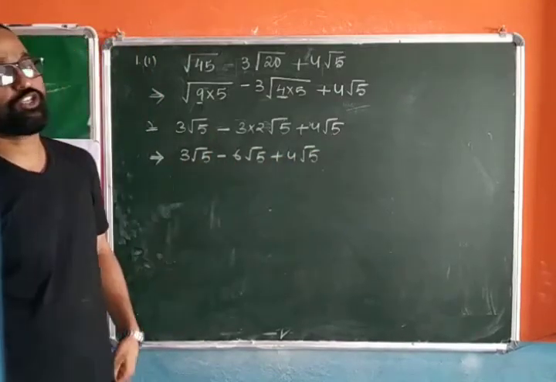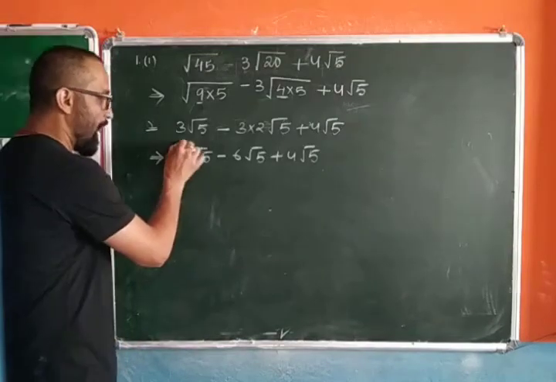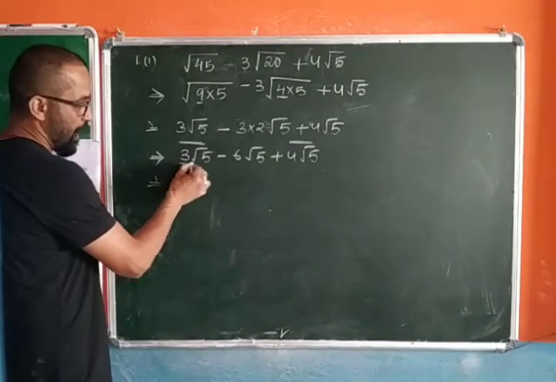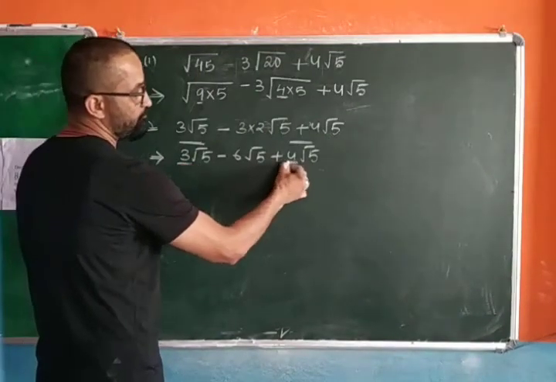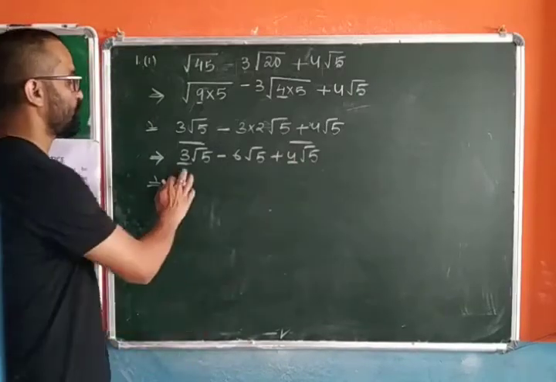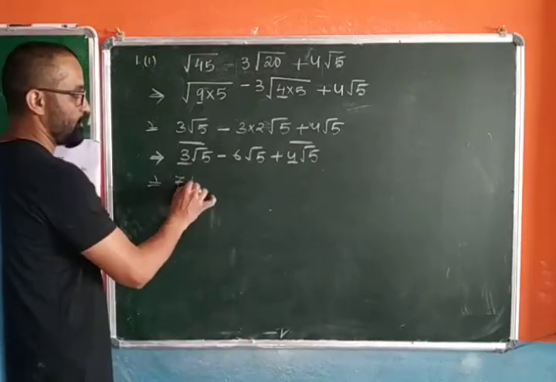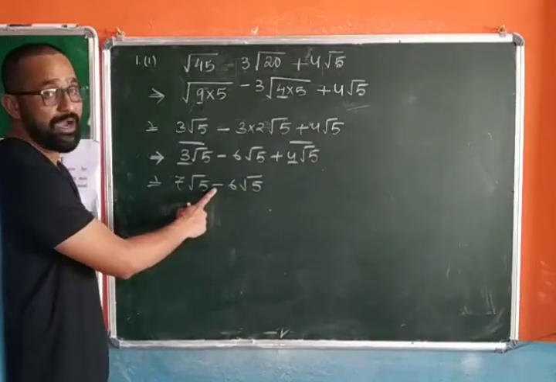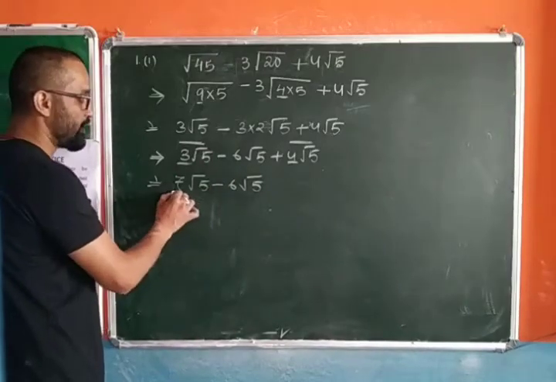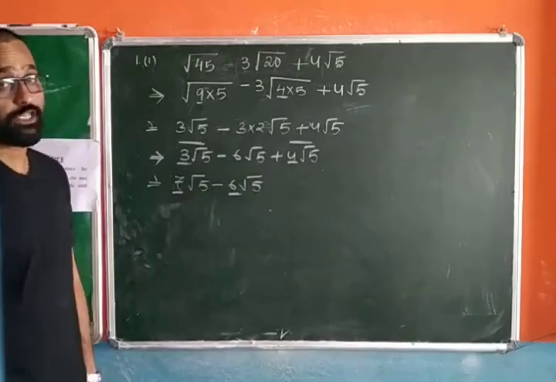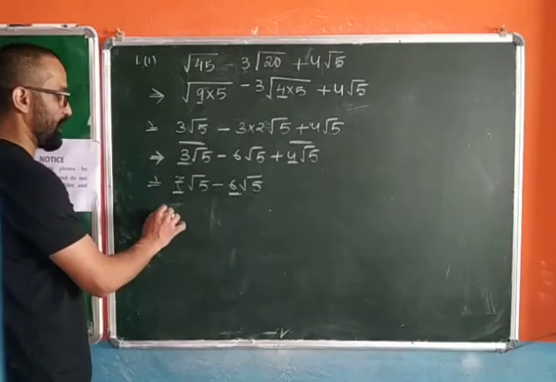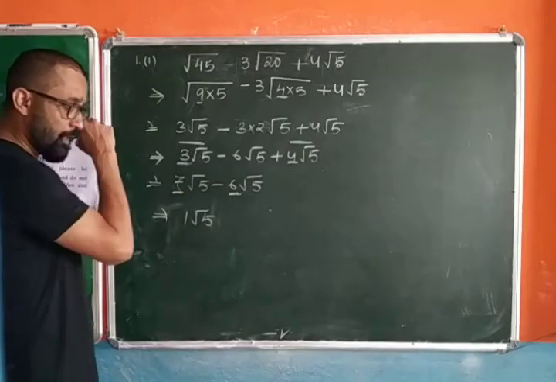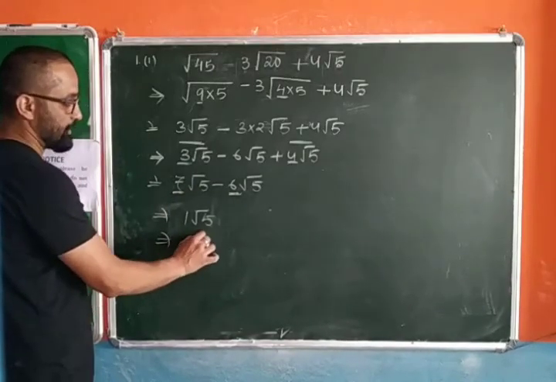You have addition and subtraction. So add the positive terms. You need to add only the numbers which you have in front of the surd. 3 plus 4 is 7 root 5 minus 6 root 5. In between you have a minus sign, which means subtraction. Only the number in front of the surd gets added or subtracted. 7 minus 6 is 1, so you get 1 root 5, or you can directly write it as root 5.